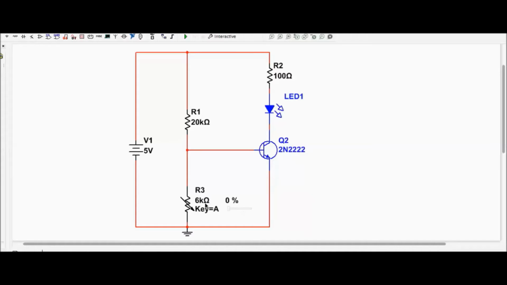So let's increase the resistance of R3 from 0%. Increasing the resistance, we see at a certain point this LED turns on, and that is at approximately 70% of 6 kilo ohms. So in the case of the example on the breadboard, we saw that the darker the light dependent resistor gets, the more current flows here and the brighter the LED gets. So this is an example of an application of a voltage divider.